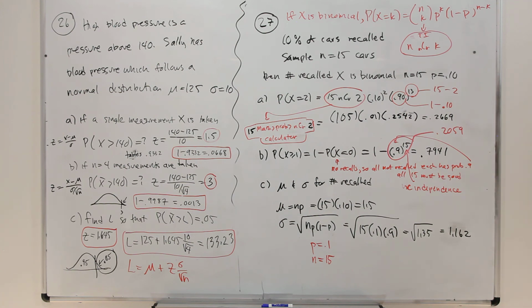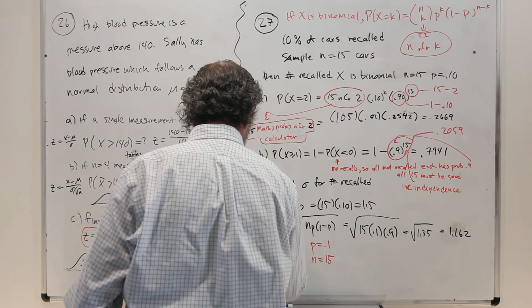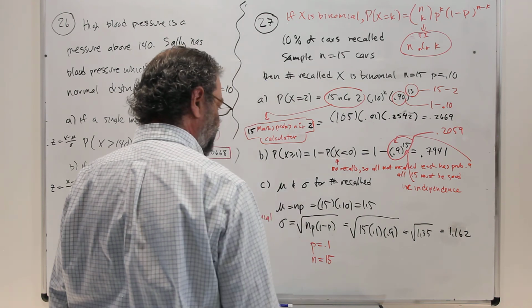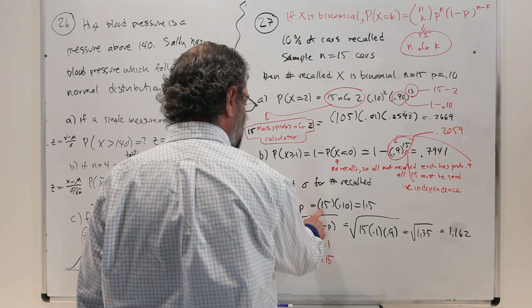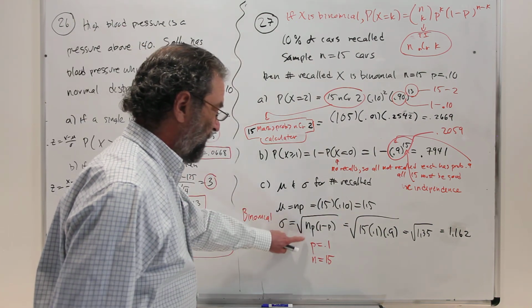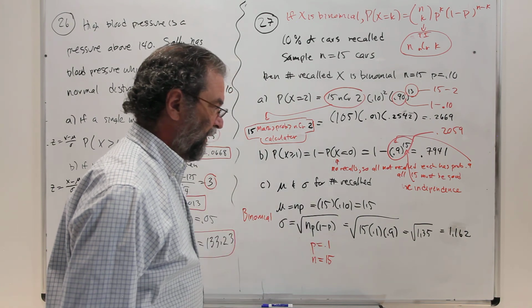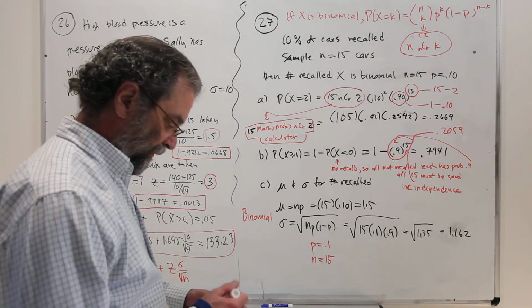Looks like it does. Finally, in part C, it says find the mean and standard deviation of the total number of recalled cars. So we said the number recalled is binomial. So for binomial, mu and sigma, there are formulas for that. Mu is n times p, where n is the number of experiments and p is the success probability. In sampling, that's the number of items sampled. So 15 times 0.1, which is 1.5. And sigma is the square root of np(1 minus p), where p is 0.1 and n is 15. We do that. Now, don't forget to take the square root here. I almost did. Lots of times people will do that.